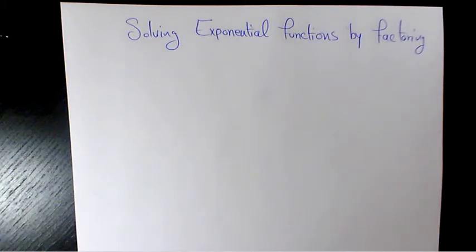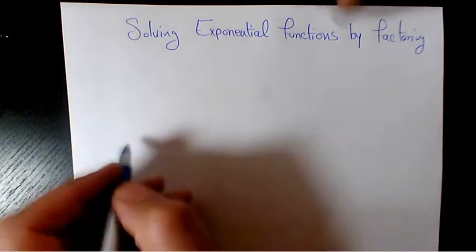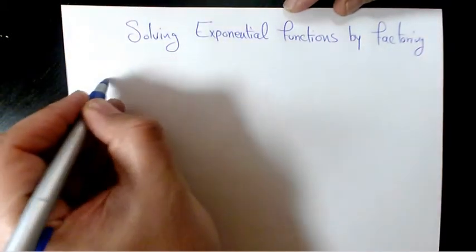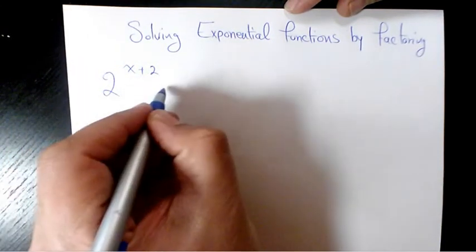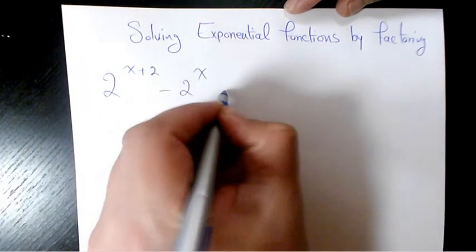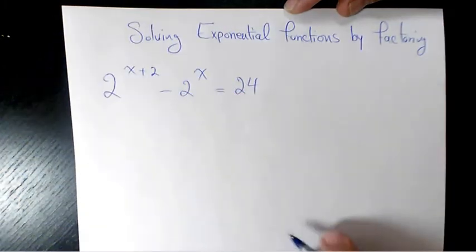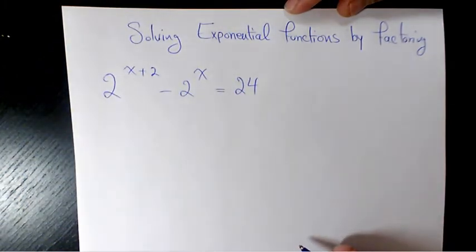Welcome to another video. In this video I want to show you how to solve exponential functions by factoring. For example, the first example I have is 2^(x+2) - 2^x = 24. How do we need to solve it?